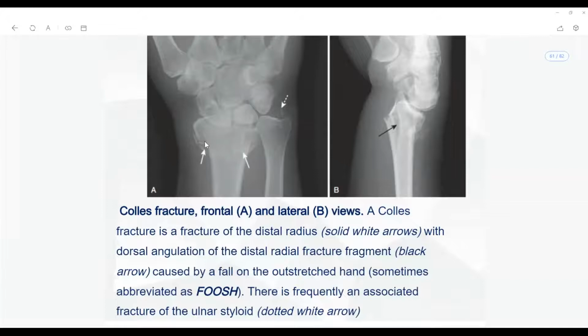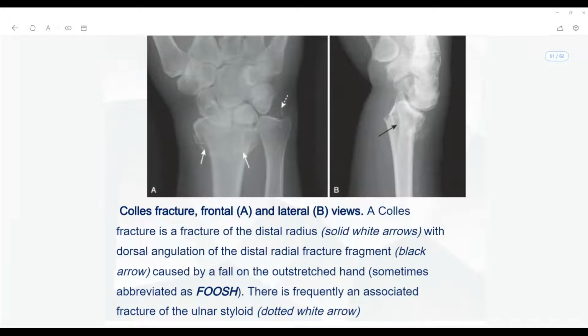It happens when you fall on an outstretched hand, and Colles fracture is generally seen in elderly females. This might be happening because when an elderly female is trying to prevent a fall, she extends her hand and falls on it. That is how a Colles fracture happens. This Colles fracture is also known as the dinner fork deformity. That's what you have to remember, at least for now.